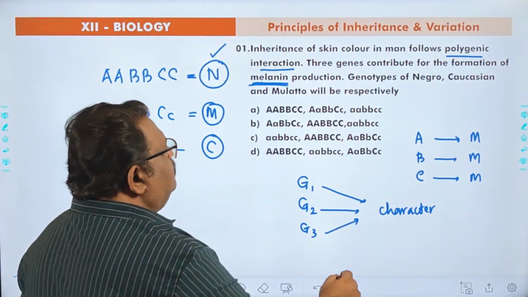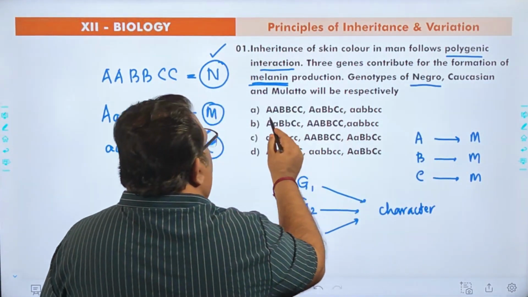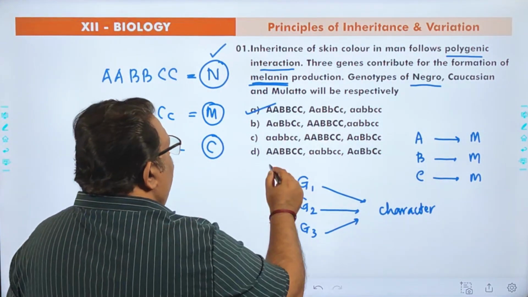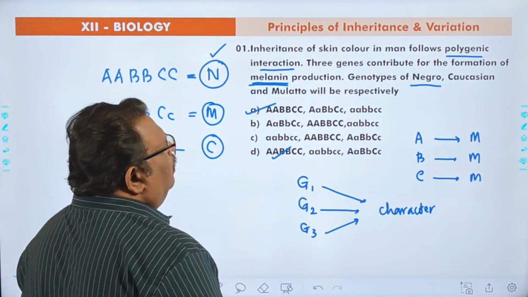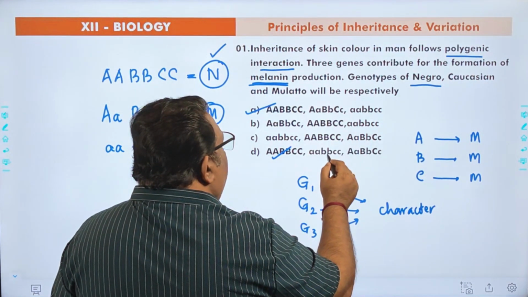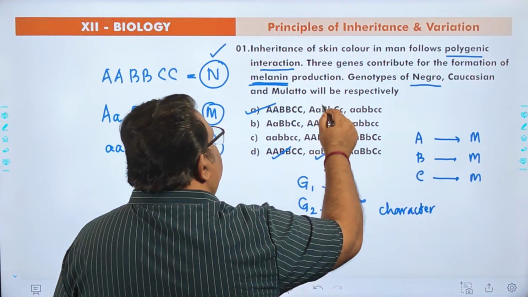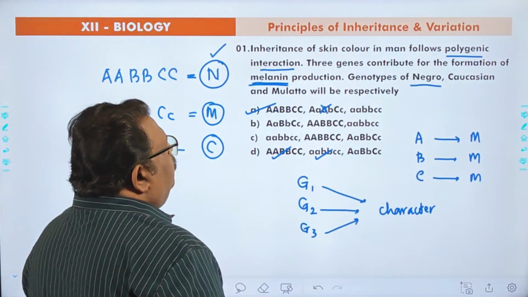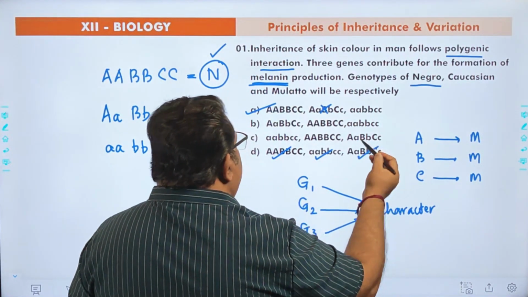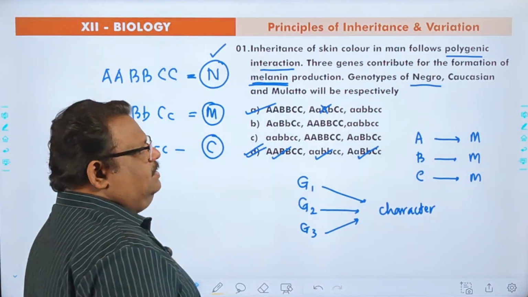Okay, so the genotype of Negro must be capital A, capital A, capital B, capital B, capital C, capital C. Caucasian, small a, small a, small b, small b, small c, small c. Mulatto must be capital A, small a, capital B, small b, capital C, small c. So D is the correct answer.